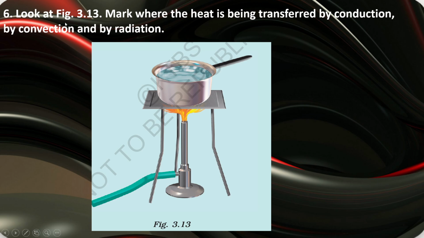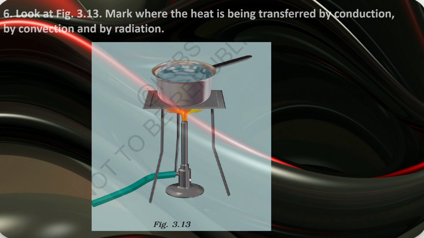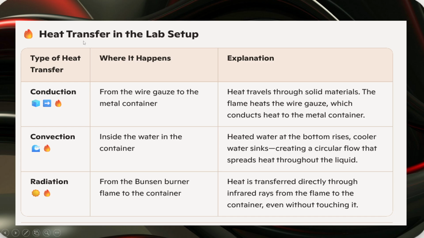Question number 6. Look at figure 3.13. Mark where the heat is being transferred by conduction, by convection, and by radiation. Heat transfer in lab setup. The type of heat transfer, conduction. Where it happens: from the wire gauze to the metal container. Heat travels through the solid material, so the flame heats the wire gauze, which conducts the heat to the metal container.